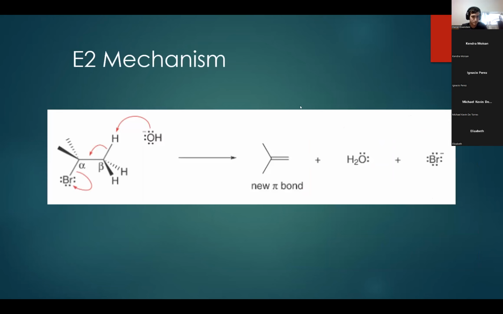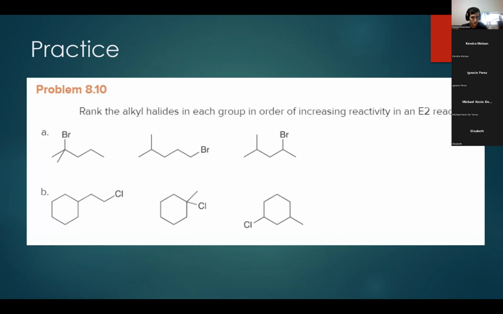Okay. Here's the E2 mechanism. What you're going to see is a proton transfer and loss of the leaving group. Okay. Same step, concerted. Okay. A. I just want which one's the fastest.